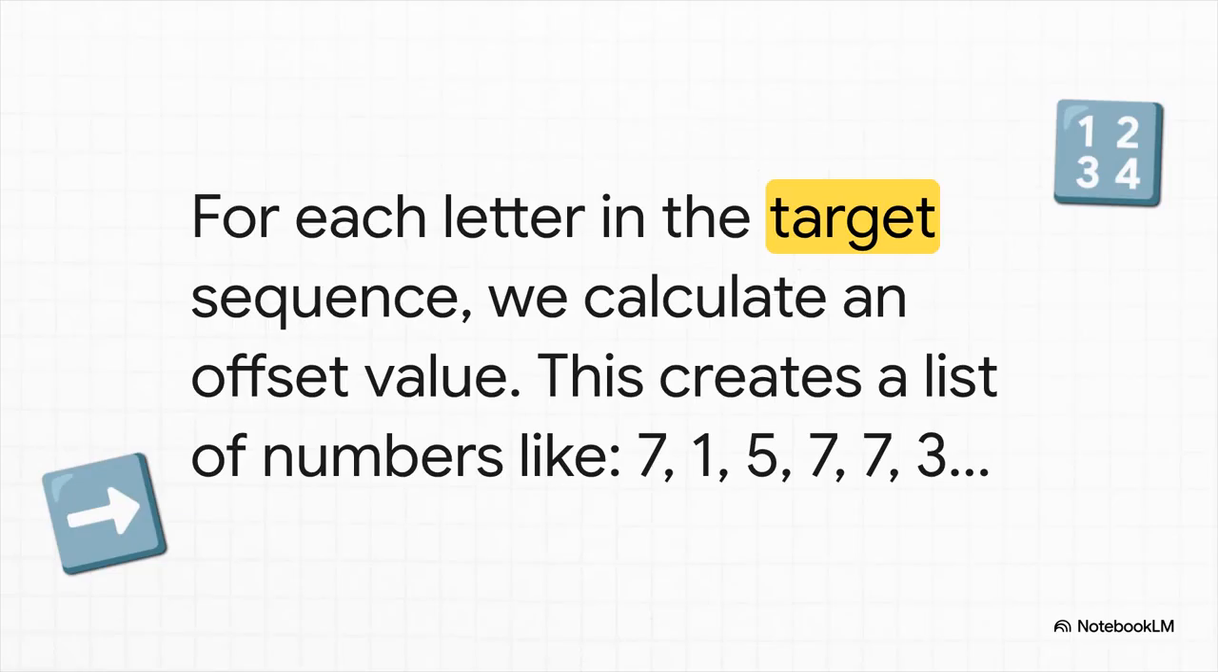We start scanning through that massive target sequence, in this case, League of Assassins. For every single letter we see in the target, we look back at our little cheat sheet. If that letter is on our list, we do a tiny bit of math to calculate an offset. It's just the difference between its position in our search term and where we are right now in the target sequence. This process just spits out a long list of these offset numbers.